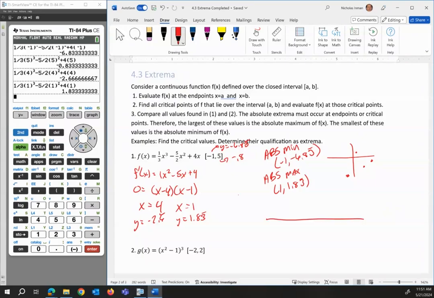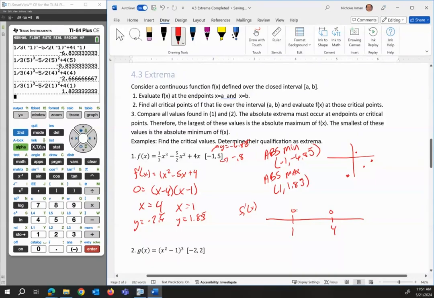So one thing that we can do is create what's called a sign chart. A sign chart says, of these two values, don't really worry about your endpoints. You kind of know what's going on there. Write down your two values, 1 and 4. We know our slope at these two spots is 0. But what about before this, and what about in between these, and what about after this?